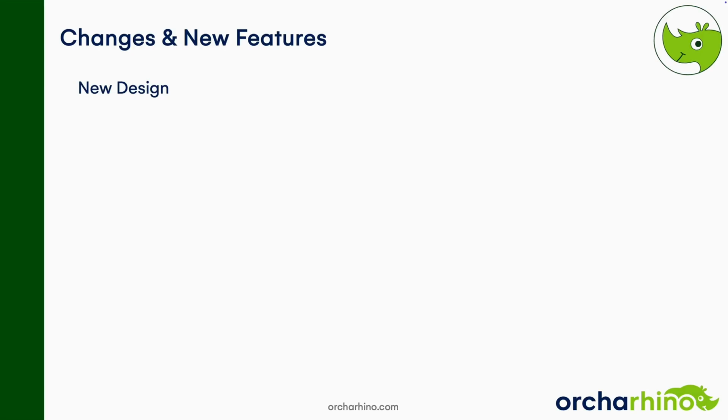First of all, Orcharhino 7.0 comes with a new design. In the corners in the upper right and lower right, you can already see the new Orcharhino logos. In addition, now we are using stronger colors and stronger contrasts to make work with Orcharhino even easier than it already was. But why just talk about it? Let's have a look on how things have changed.